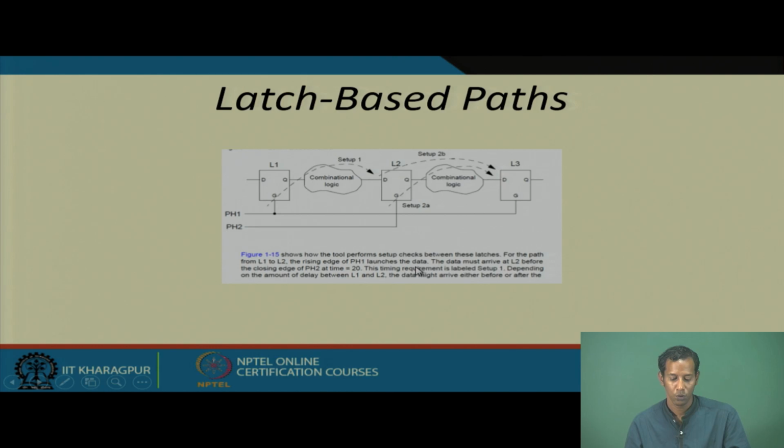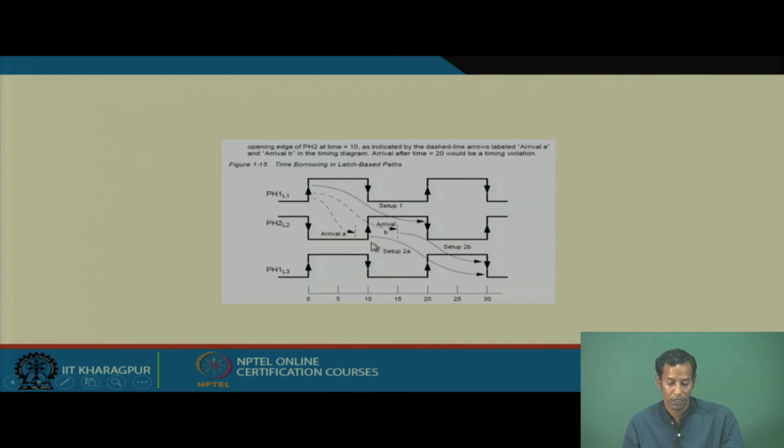Okay. So, the same circuit, or the same configuration of the circuit, if we consider it for a latch based design, at that time what will happen? Here you see we have this latch based design, these are basically replaced with latches, and inside we have this combinational path. So, for the path from L1 to L2, the rising edge of PH1 launches the data, and the data must arrive at L2 before the closing edge of PH2 at time 20. This timing requirement is labeled setup 1, and depending on the amount of delay between L1 and L2, the data might arrive either after or before the clock edge occurs. Okay. So, this is the particular check we do.